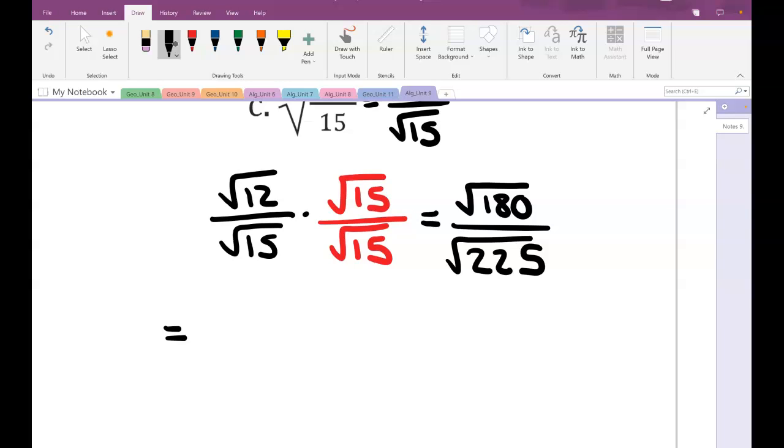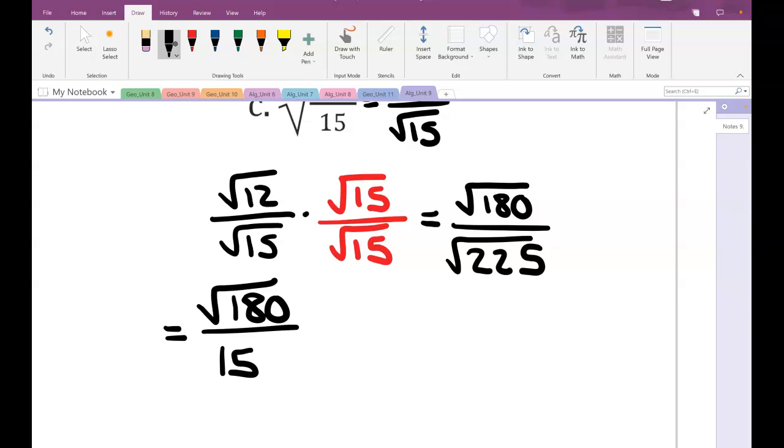Is 180 a perfect square? No. Is 225 a perfect square? Yes. So what is the square root of 225? 15. 15 times 15 is 225. So we have 15 divided by a square root of 180. We don't want to stop here. We want to see if we can simplify this at all.